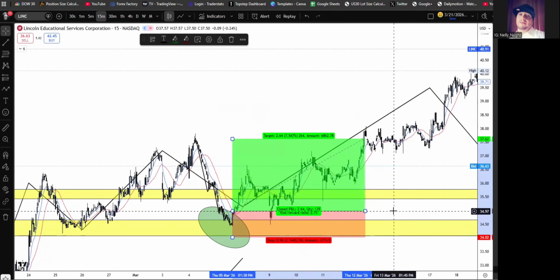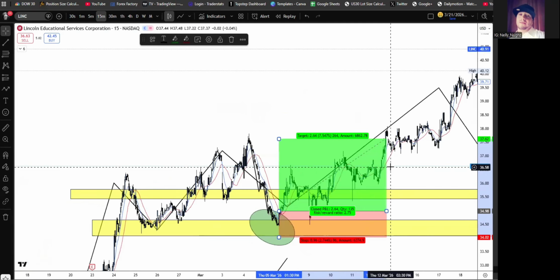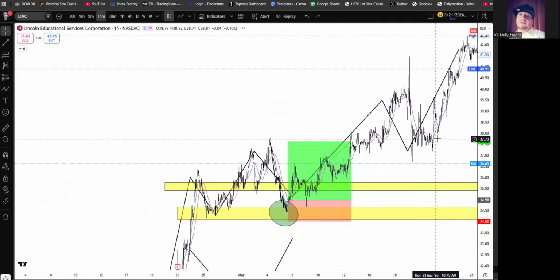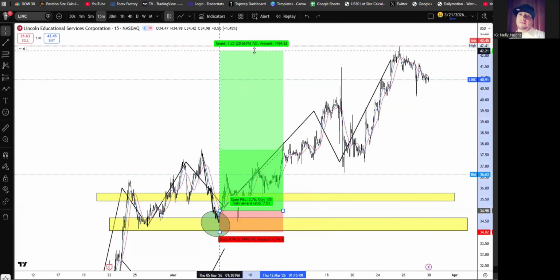Was it 35? You entered at 35 and you got out at 37, right? You can say 37 and a half. You got out at 37, so even that is good. Even if you were to hold it, geez, man, this really soared. It really ended up soaring all the way to 42.